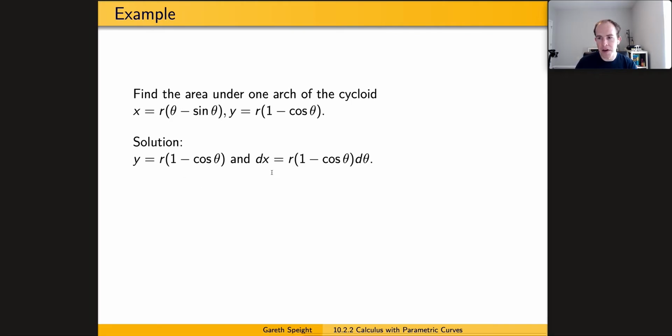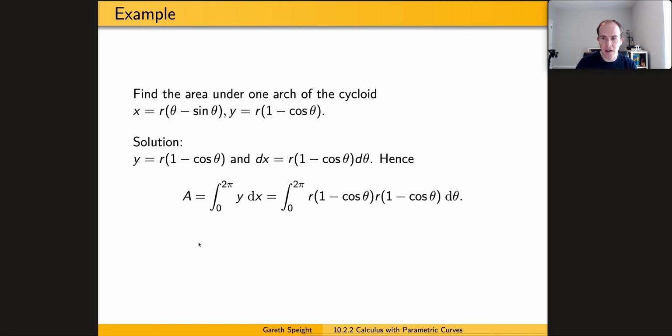So we have our y, we have our dx in terms of theta, so in terms of our parameter. All we have to do then is integrate. So we're integrating y dx. Here y is r times 1 minus cosine theta. dx is r times 1 minus cosine theta d theta. And now we can forget where this integral came from. It's kind of a messy integral. So how would we do this one?